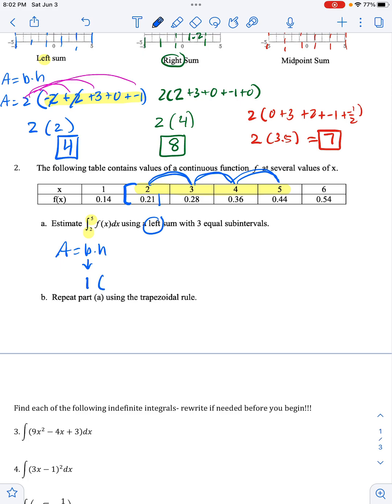When you are doing left, you never get to the far right value. So my left height is 0.21 because that's my y value. Then the next one would be 0.28, and the next would be 0.36. And I never use this one at 5 because that's on the right end and I'm doing left end. So when I do this math on my calculator, I get 0.85.